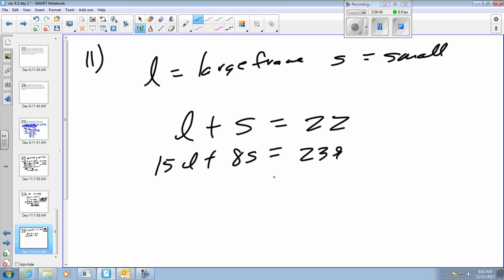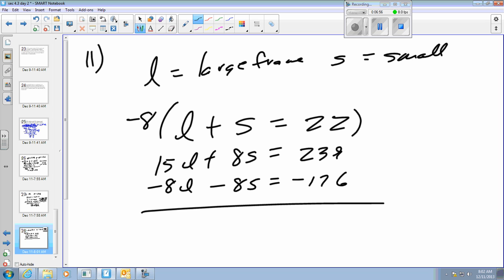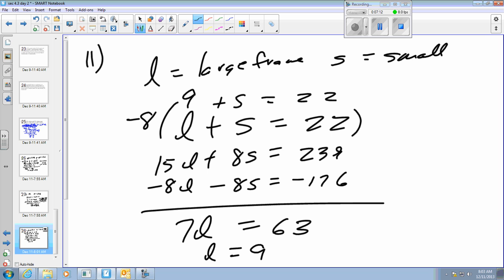So there's your two equations, two unknowns. Let's multiply the top equation by -8. So I get -8L minus 8S equals -176. Add the two equations together, I get 7L equals 63. So the large frames must have been 9 of them. So 9 of them plus S would give me 22. Minus the 9, I get S must have been 13 small frames.